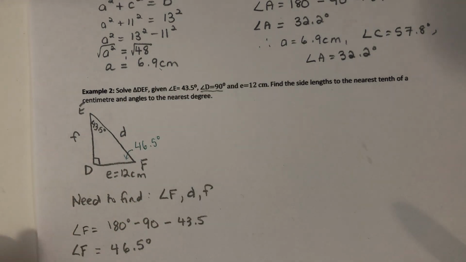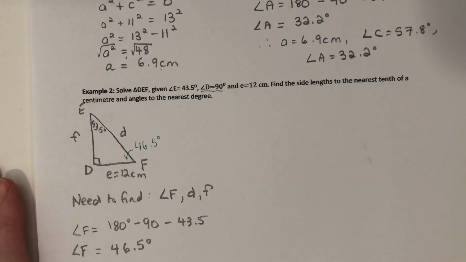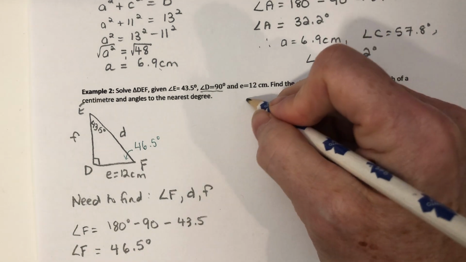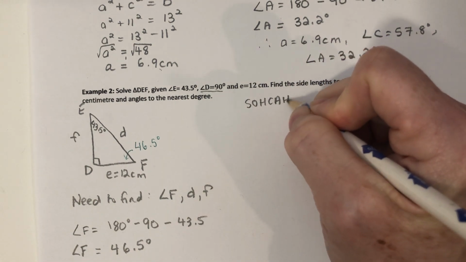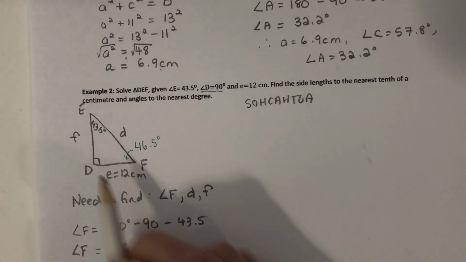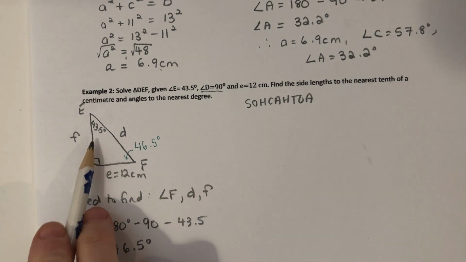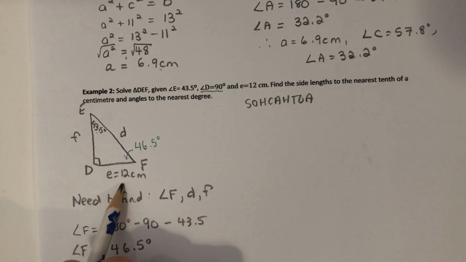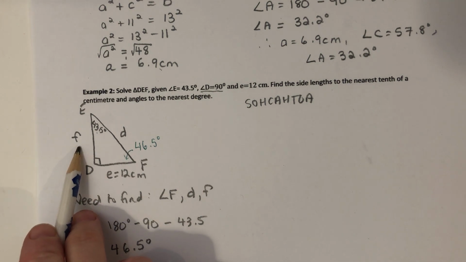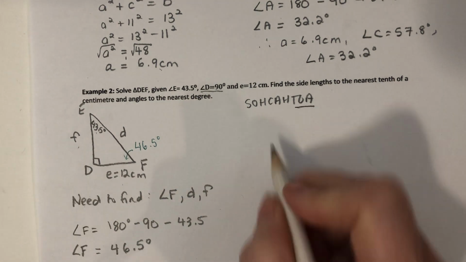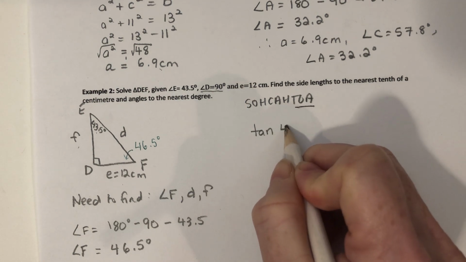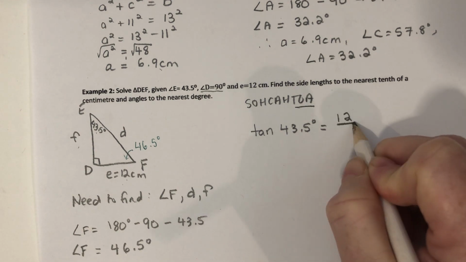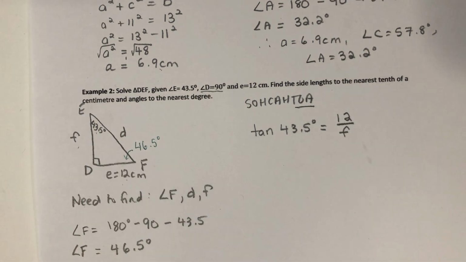Okay, now I need to get side F and side D. I can't use Pythagorean theorem because I only have one side. So let's think of trying to use SOHCAHTOA. I'm going to use angle E, and I'm going to try to get side F. So if I look at angle E, I have the opposite side, and side F would be the adjacent side, which would be TOA. So I'm going to do the tangent of 43.5 degrees equals the opposite side, which is 12, divided by the adjacent side, which would be F.